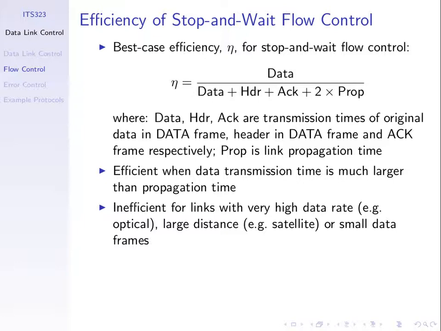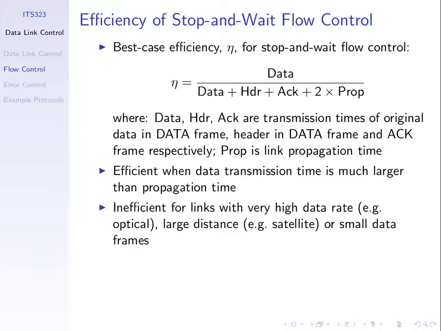When does that occur in practice? Well, stop and wait is inefficient if we have a link, usually with a very high data rate, like optical fiber. With a very high data rate, we can be very inefficient with stop and wait. We saw with our example, a lower data rate gave more efficiency than a higher data rate. Not more throughput, but more efficiency. So if we have a high data rate, stop and wait's not so good.